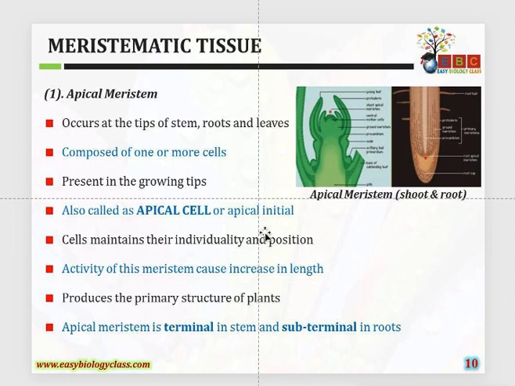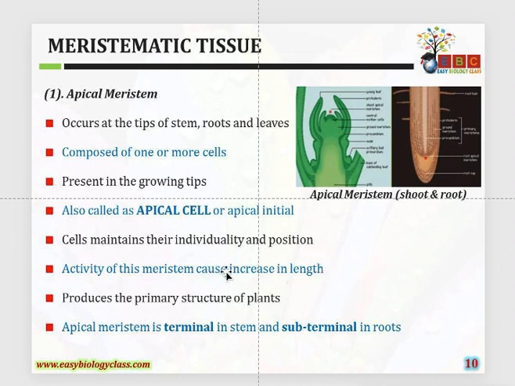Where does the apical meristem lie? It lies at the tips of the stem, at the tips of the roots, but also sometimes at the tips of leaves. It is composed of one or more cells. It is present in the growing tips. It is also called apical cell or apical initial. The cells maintain their individuality and position. The activity of this meristem causes increase in length.